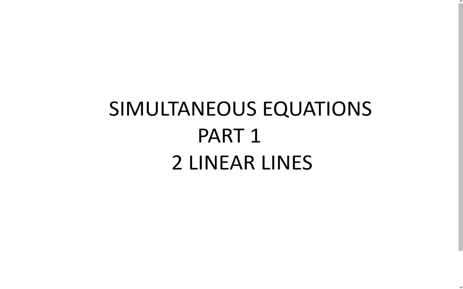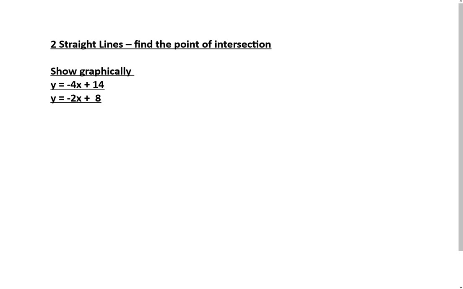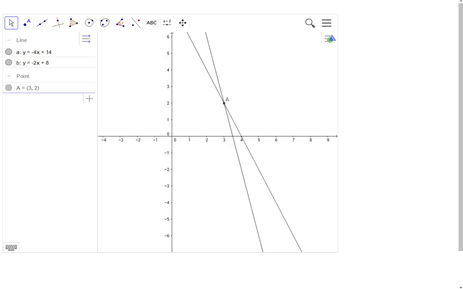So if we have the following equations, y equals minus 4x plus 14 and y equals minus 2x plus 8, they're actually two straight lines. So if we plot the equations and try to find the point of intersection, you can see the point of intersection is at A, and the coordinate there will be 3, 2.